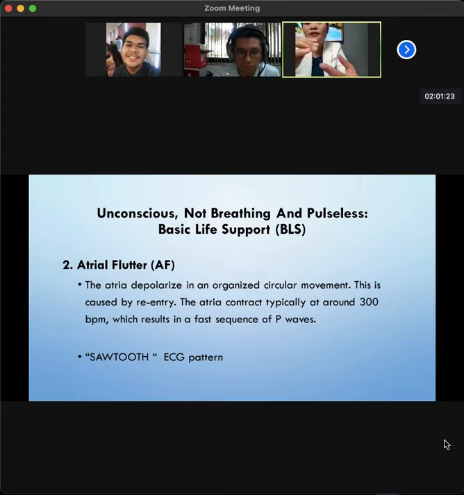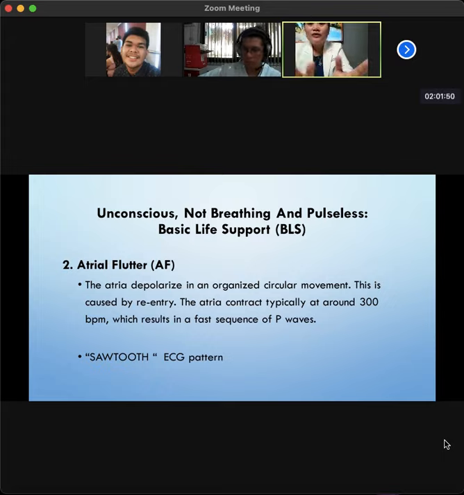The atria depolarized in an organized circular movement. So, yung heart mo, gumaganon-ganon lang, pero hindi nagpo-pump. Okay, so walang cardiac output. So, walang pulses na nagagawa yung body ng patient. Walang blood supply. So, talagang mag-a-arrest. Mamamatay siya. Kasi gumaganon-ganon lang siya. So, sobrang bilis niya. Parang gumaganon-ganon.